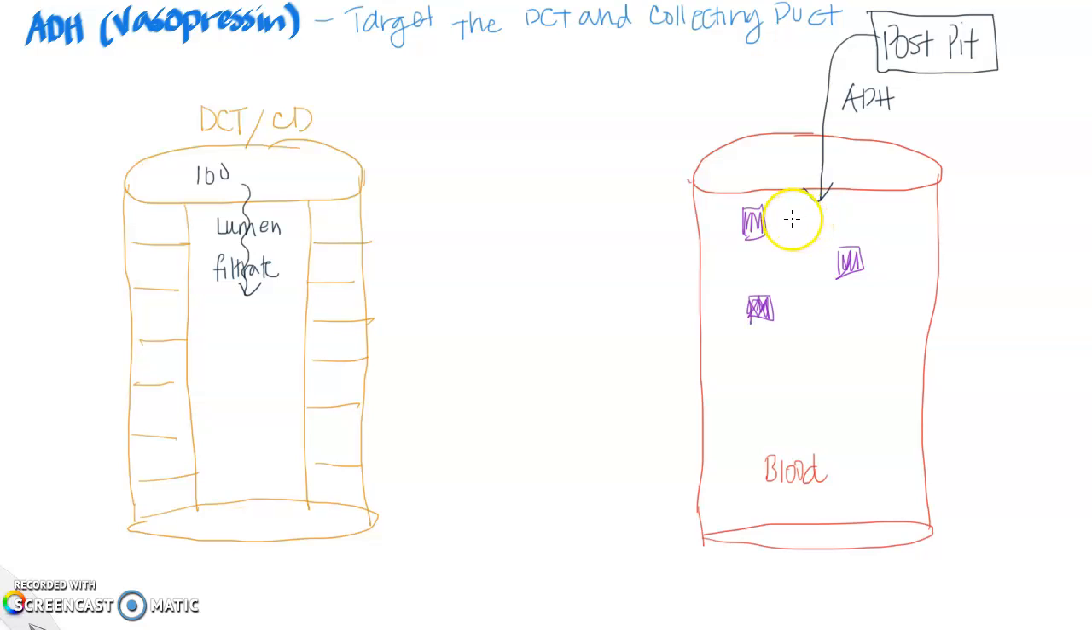And what ADH does is on the collecting duct, and the collecting duct mainly. The collecting duct is not permeable to water in its normal state. And the cells on the collecting duct, which are cuboidal cells, have receptors on them because this is a peptide type of hormone. And this hormone, ADH, is going to come in and bind to the receptor.